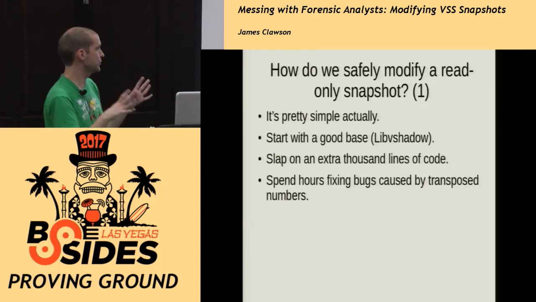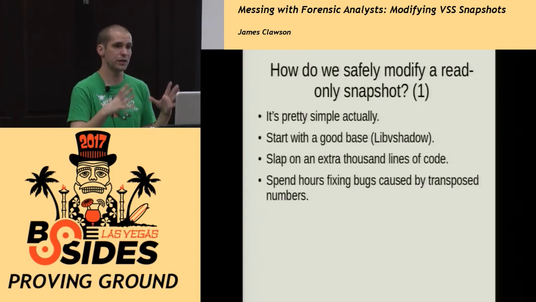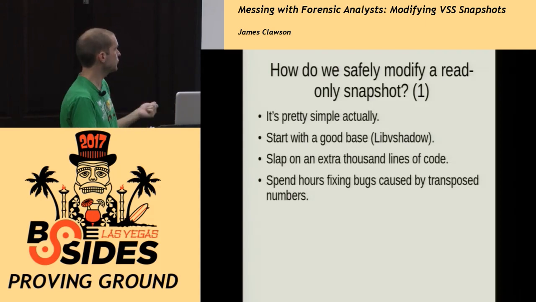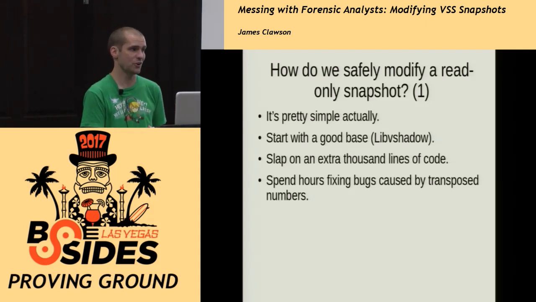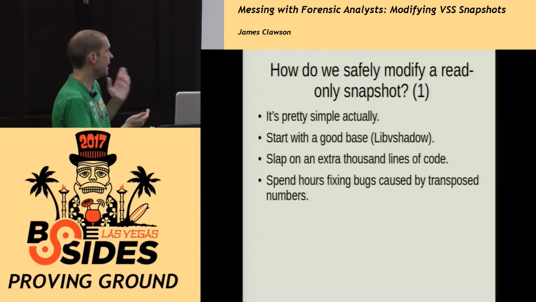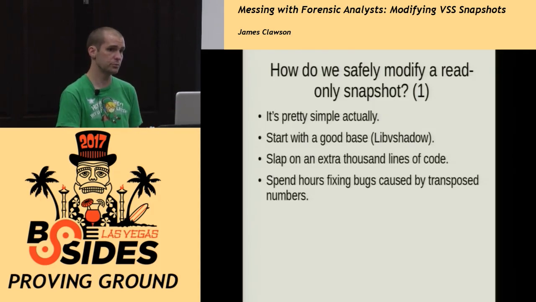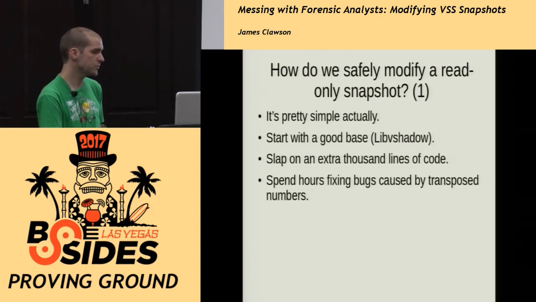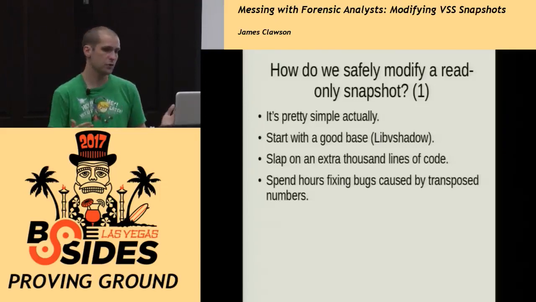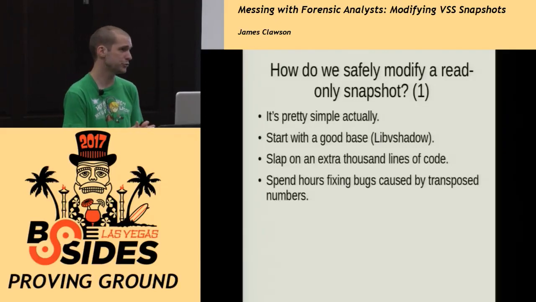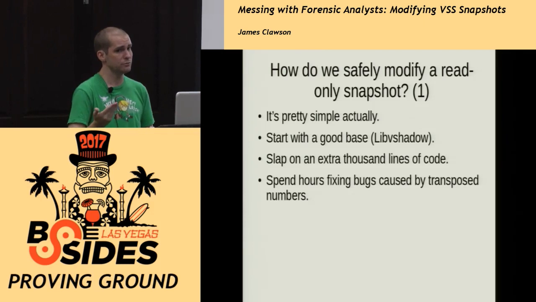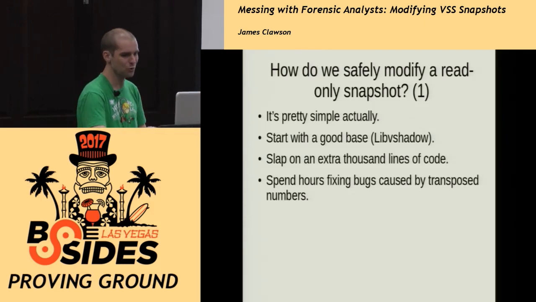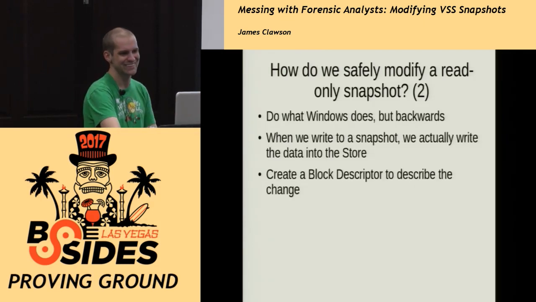Okay, so let's get on to the really good stuff. We've seen how Windows reads and writes to snapshots. Now let's see how we actually tamper with an old snapshot. So it's actually pretty simple. In this case, we start with a good base. So we start with lib vshadow, slap on a few thousand extra lines of code, spend hours fixing really stupid bugs. Next thing you know, you have write support. It's a little more complex than that, but that's the gist of it.